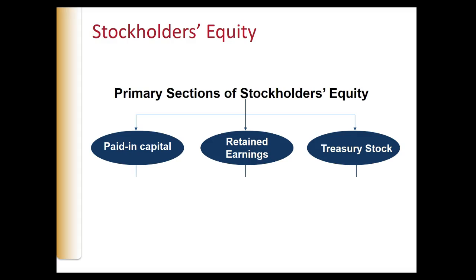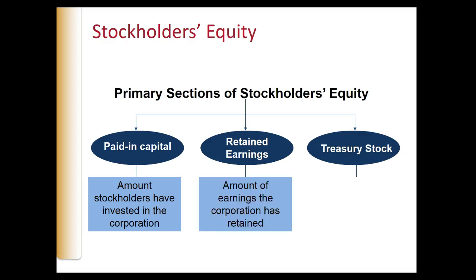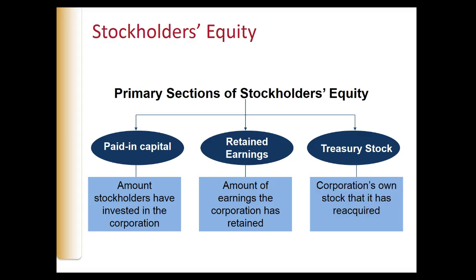Now, stockholders' equity consists primarily of three classifications: paid-in capital, retained earnings, and something we're going to call treasury stock. Paid-in capital is the amount that the stockholders have invested in the company, while retained earnings is the amount of earnings the corporation has kept or retained, which means the earnings that haven't been paid out as dividends. And then treasury stock is the corporation's own stock that it has reacquired.